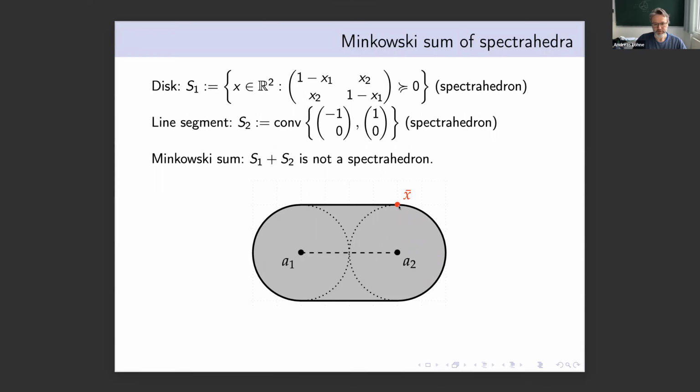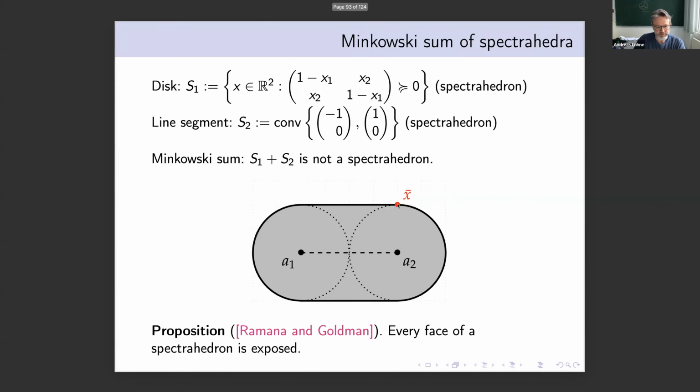And we know that this set has non-exposed faces here. So this face X bar is not an exposed face. I do not find a supporting hyperplane such that the intersection of the supporting hyperplane and the set consists of only this point X bar. And then there is a result in the literature saying that every face of a spectrahedron is exposed. This shows that the Minkowski sum of two spectrahedra is in general not a spectrahedron. So the situation is different here from the polyhedral setting.